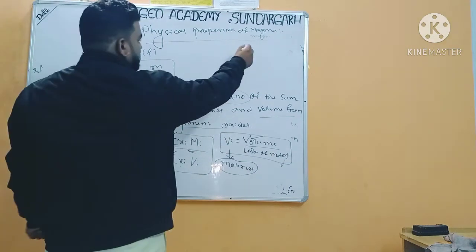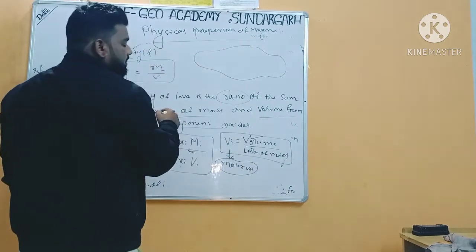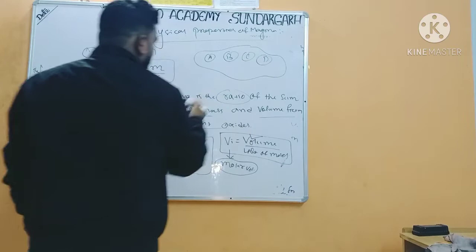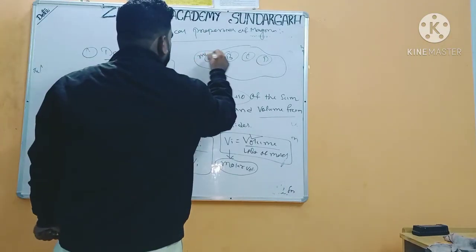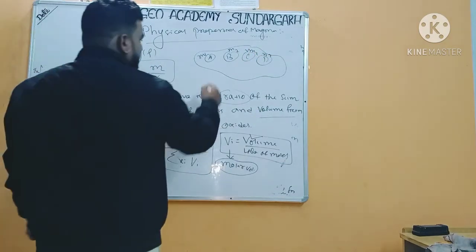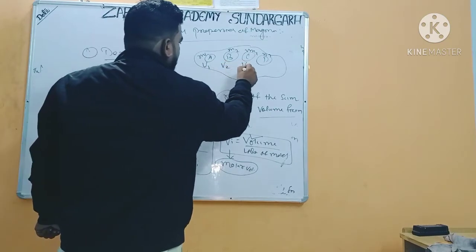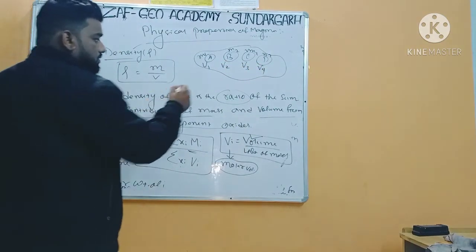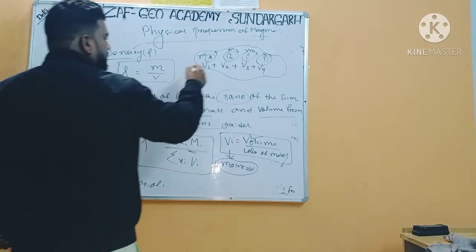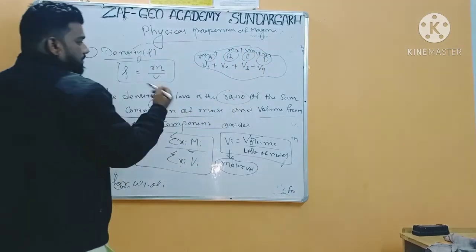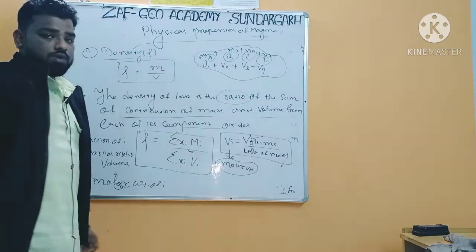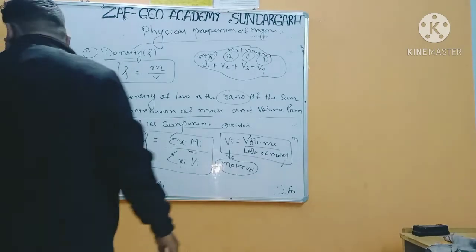In a magma chamber there are many components A, B, C and D, and all those components have different masses, suppose M1, M2, M3 and M4, and accordingly different volumes, suppose V1, V2, V3, V4. Adding all those masses M1 plus M2 plus M3 plus M4 and dividing by the total volume gives us the actual density of the magma. So this is all about the density of magma.